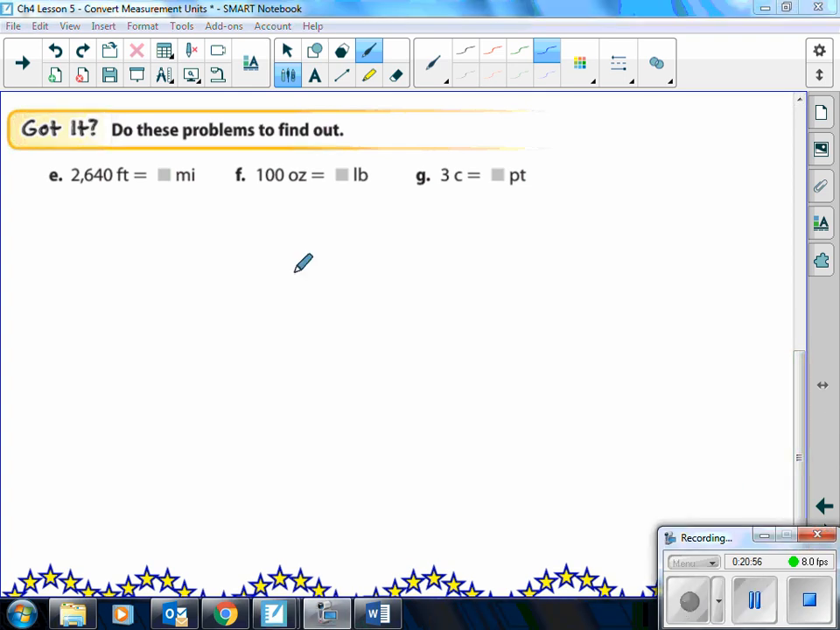So here we want to convert 2,640 feet to miles. Okay? So we know, first we have to figure out what our conversion factor is. Do you guys know what it is? 5,280 feet. Very good. 5,280 feet is equal to 1 mile. Okay?